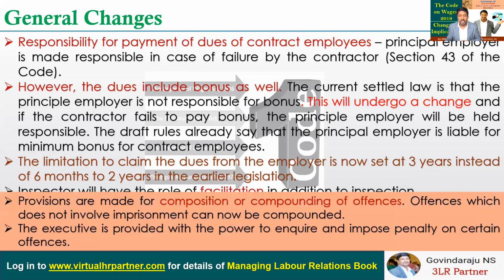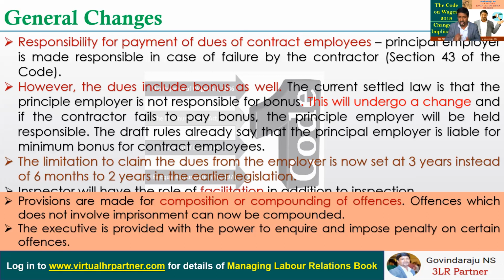However, the code comes with composition or compounding of offenses. That means the employer, by paying 50% of the maximum fine provided for that kind of offense, can pay that amount to the gazetted officer appointed under this act, and get discharged from the offense. However, this compounding or composition is applicable only where the offense does not involve imprisonment. In other codes, even the offenses which involve imprisonment can be compounded, but in the Code on Wages 2019 that possibility is not there.